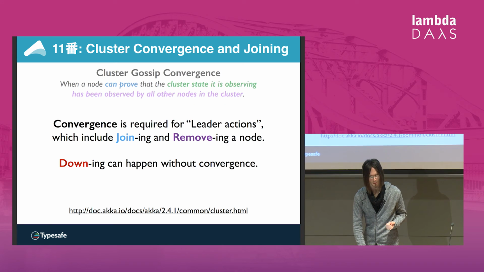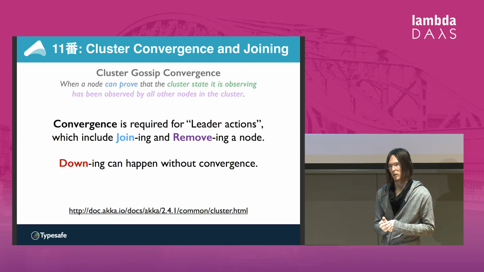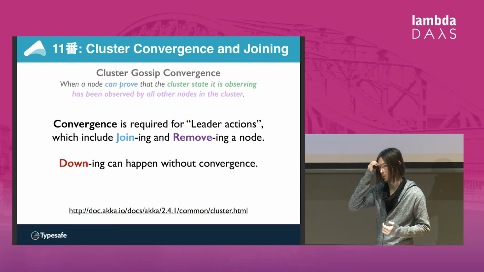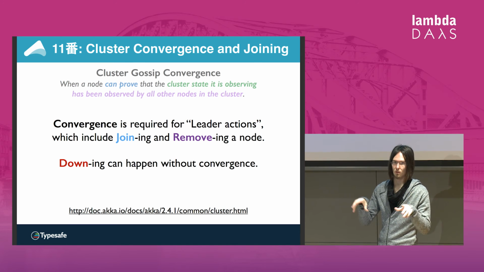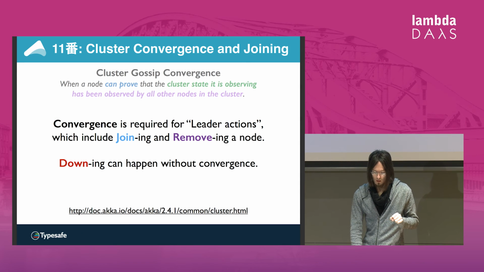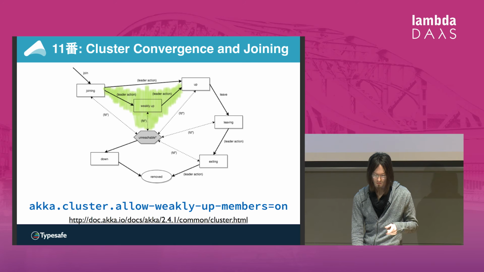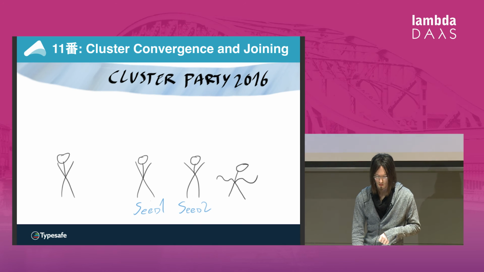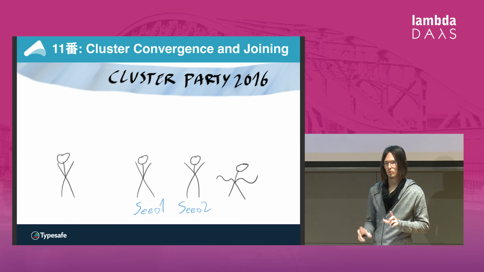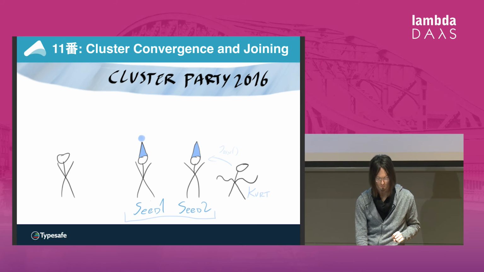So in order to have any kind of membership change, we have to have convergence in the cluster. And convergence basically means that everybody agrees that they see the same state of the cluster. So here's how it looks in a state diagram, but here's how it looks on a party. So you have some seed nodes. So seed nodes are the nodes to which you go to the party to join the cluster, right? You know their addresses. And the guy with the funny hat, that's the current leader, right?